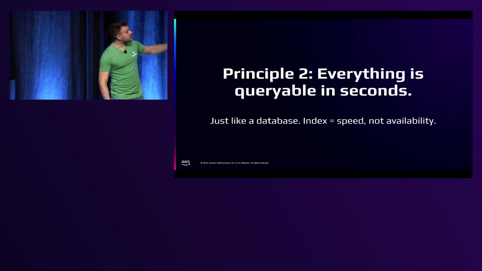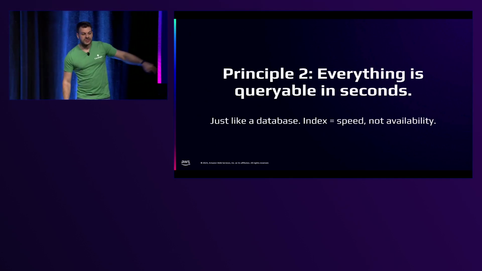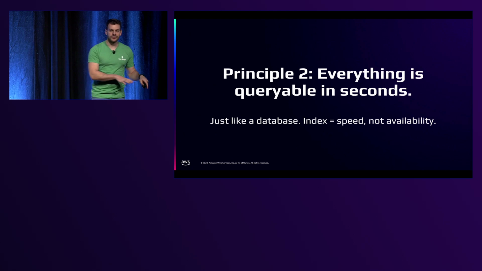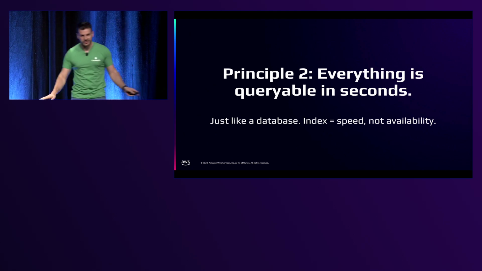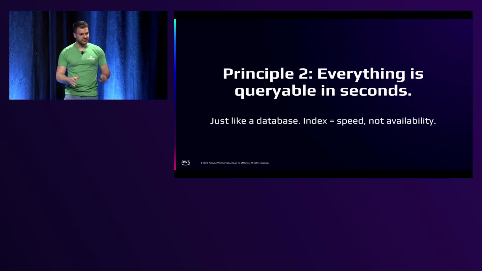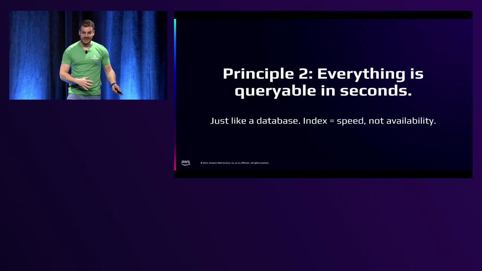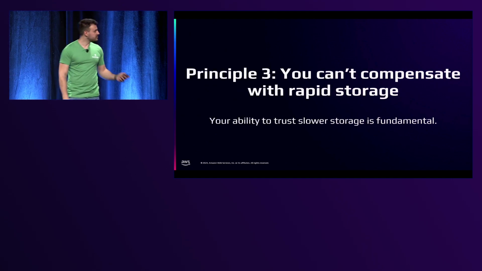So indexing equals speed, not availability. When we have this option of, we can index it so we can query it, and if we don't index it, we can never access it, it's not going to work for observability. All that does is drive people towards indexing, because you never know which data you really, really need.